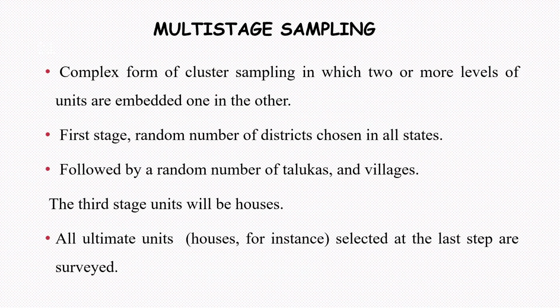Multi-stage sampling. Multi-stage sampling is a complex form of cluster sampling in which two or more levels of units are embedded one in the other. First stage, a random number of districts is chosen in all states. Second, this is followed by a random number of talukas and villages. The third stage units will be houses. All ultimate units selected at the last step are surveyed.